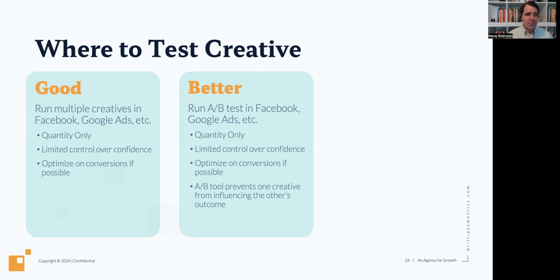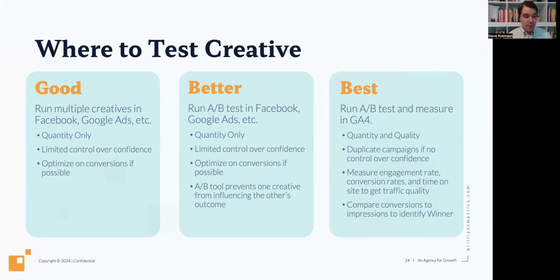So if you have built-in A/B testing capabilities in the platform that you're running, and you still don't want to go as far as to tag everything to get it to work right in Google Analytics, better than just uploading 2 creatives and saying pick the winner is to use the A/B test capability right there in the platform. The best, however, is to use that A/B test capability.